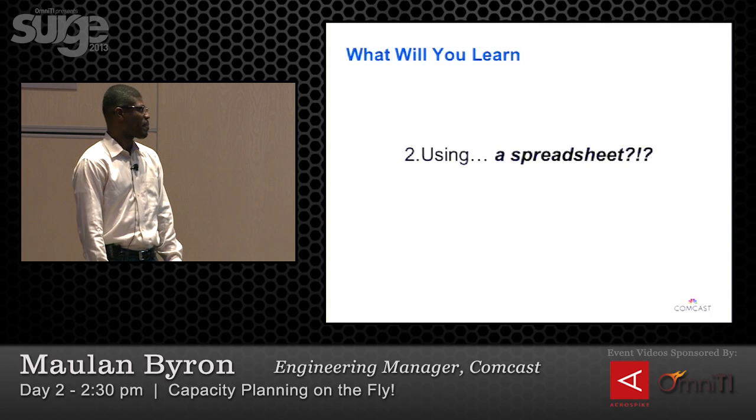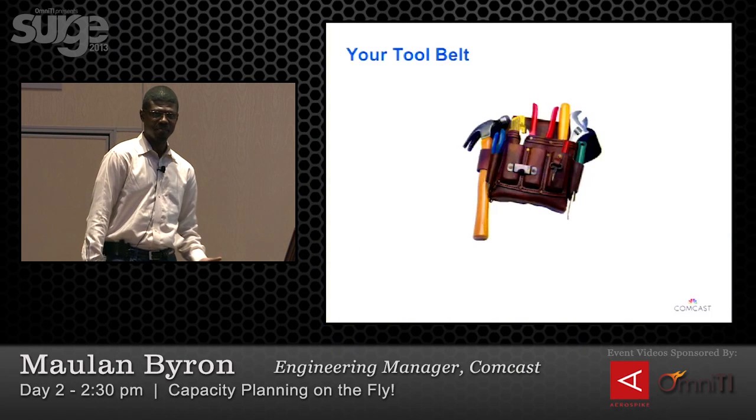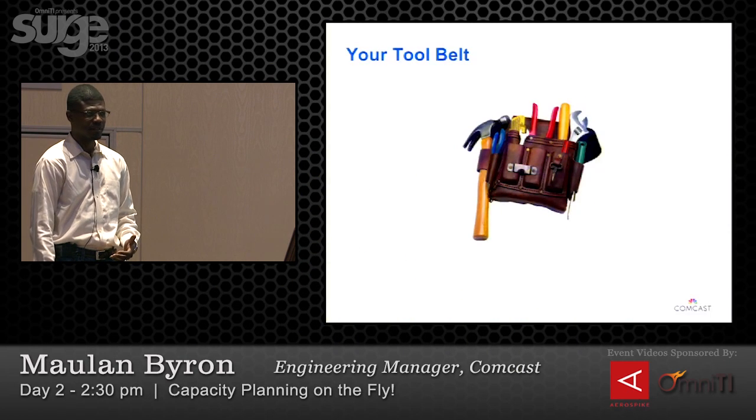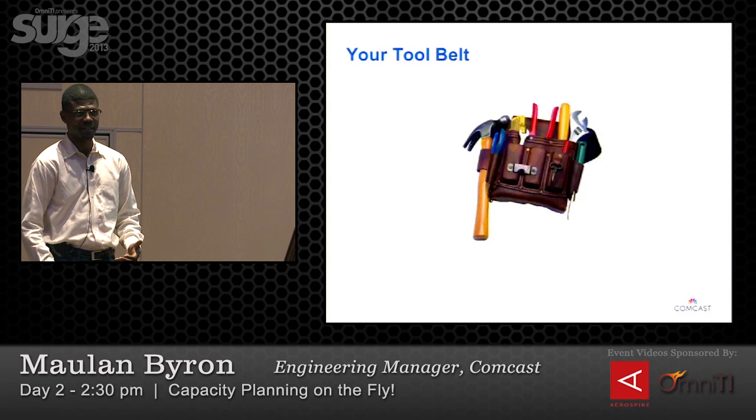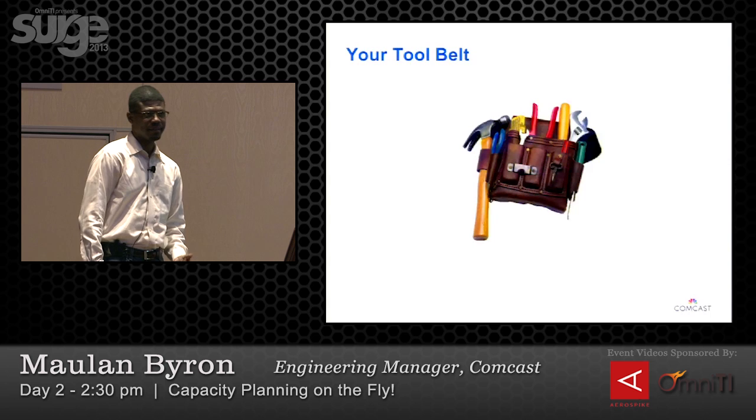All right, so we're going to talk a little bit about your tool belt. When you think about tools for capacity planning, you look at two major categories. You think about stuff that's going to measure or monitor your system and give you metrics from it, and stuff that's going to help you analyze that data. So when you think about measurement, you're looking at your basic tools.